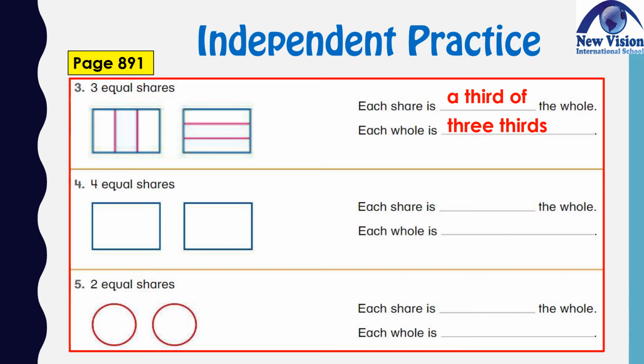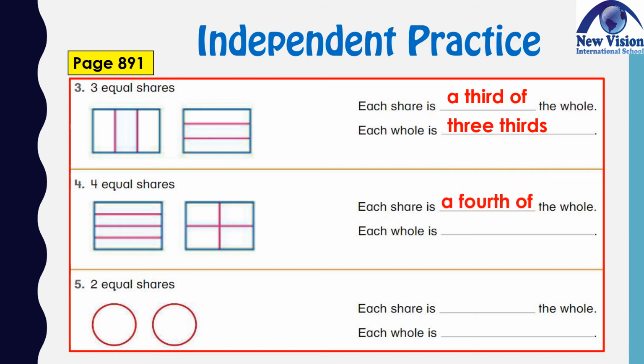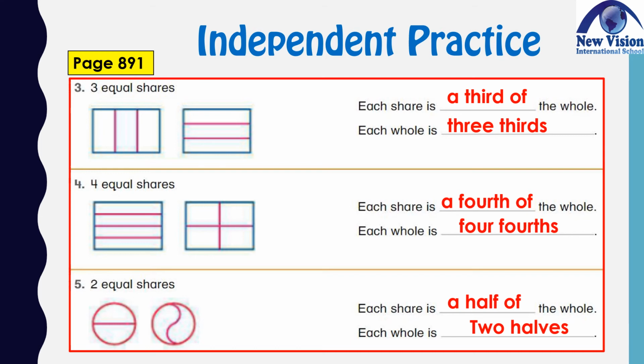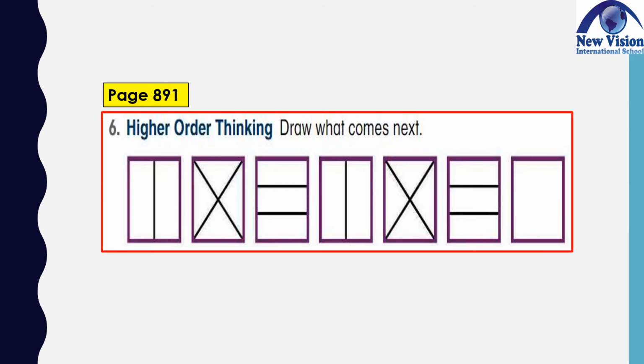Number 4. 4 equal shares. Each share is a fourth of the whole. Each whole is 4 fourths. Number 5. 2 equal shares. Each share is a half of the whole. Each whole is 2 halves. Number 6. Draw what comes next. Sample answer.